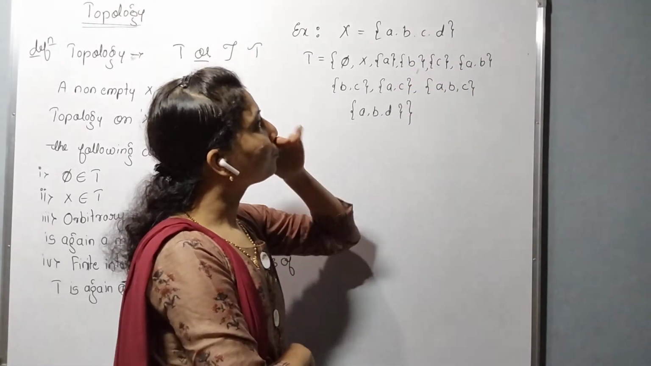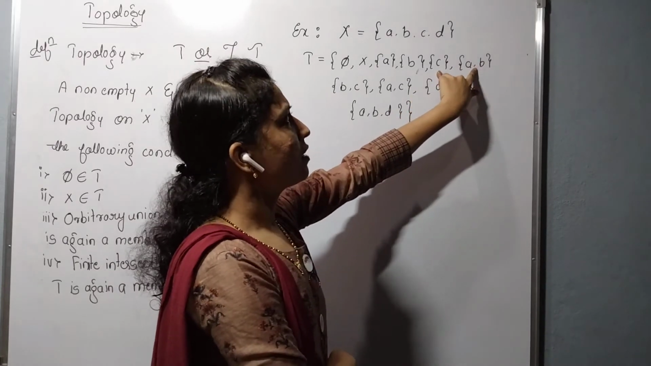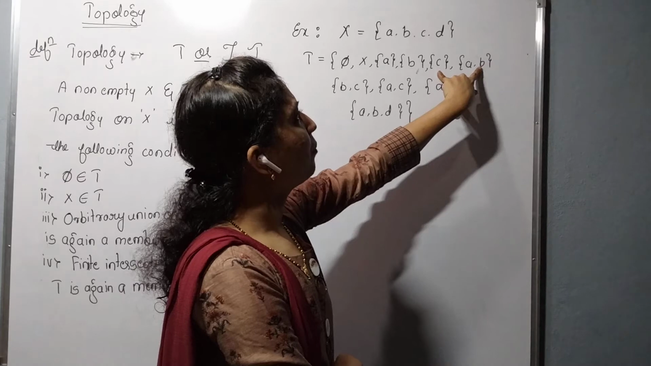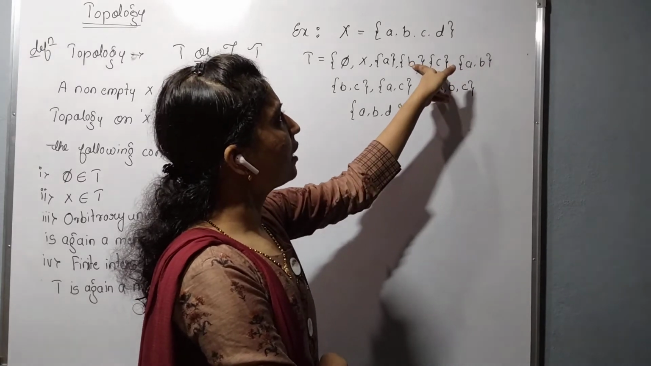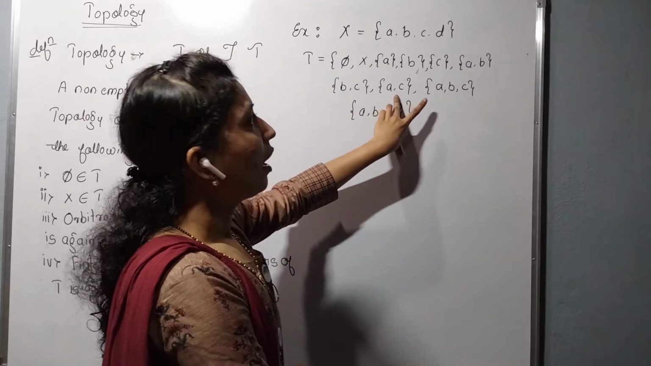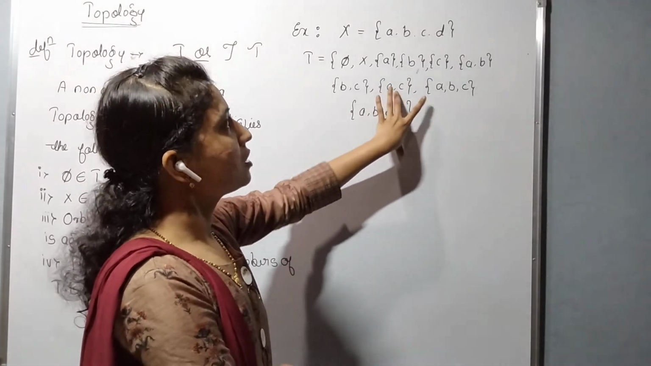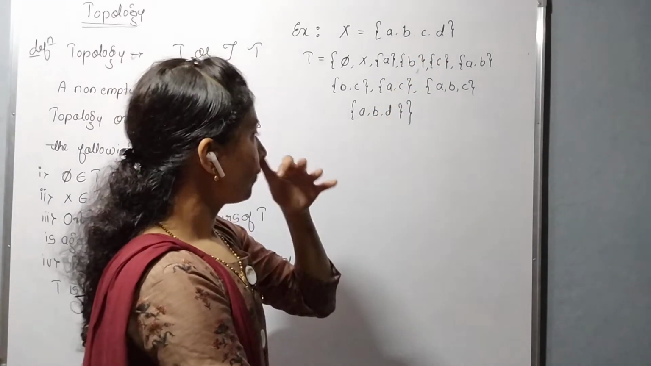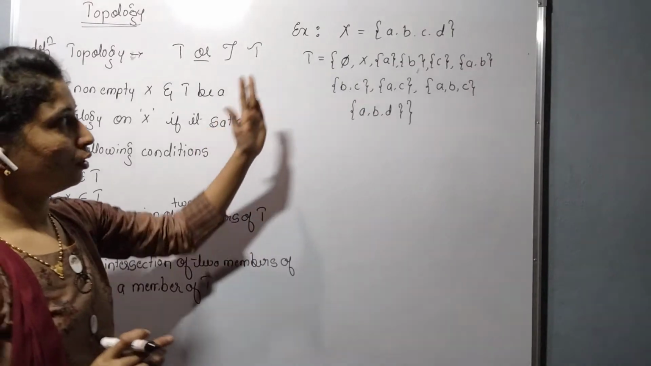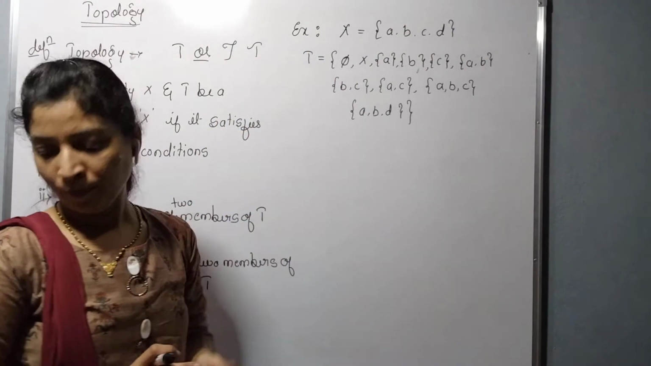Intersection of C and AB is also the empty set. The intersection of B and AB is B, which is already there. And the intersection of B, C and AC is nothing but C, which also already exists. So all four conditions are satisfied, therefore we call this tau a topology on X.